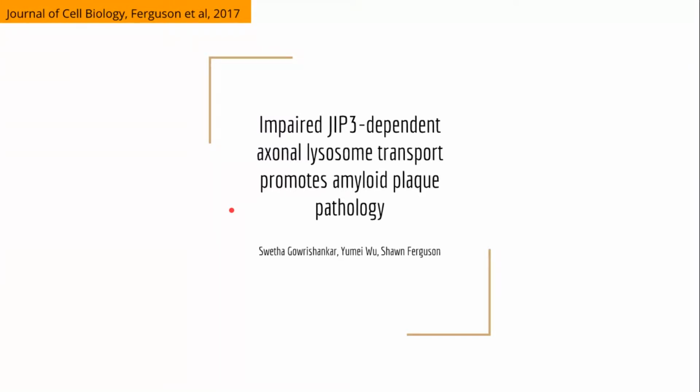Hello everyone, my name is AJ Keefe, and in this presentation I'll be reviewing the pathway of amyloid beta production and also axonal lysosome transport. I'll take these two concepts and integrate them by covering this paper titled Impaired JIP3-dependent axonal lysosome transport promotes amyloid plaque pathology, published in the Journal of Cell Biology.